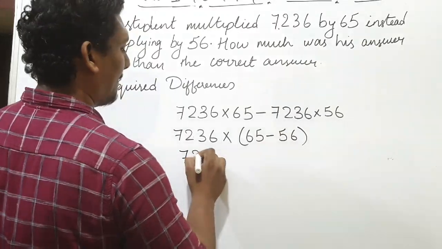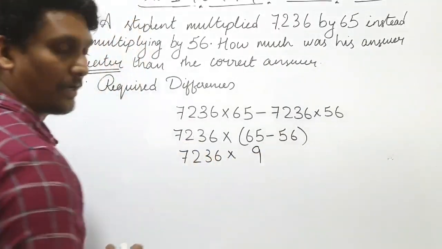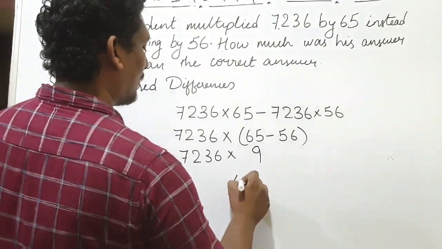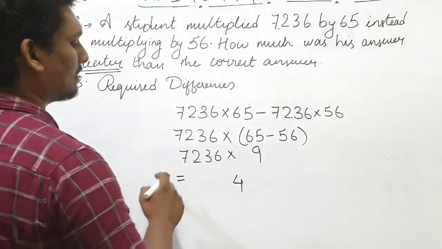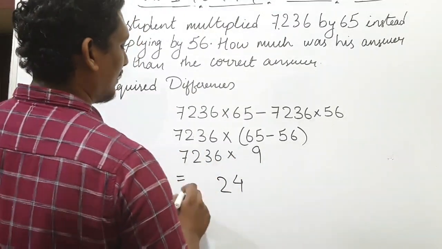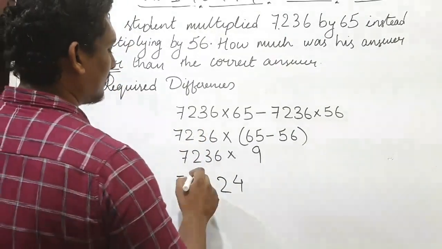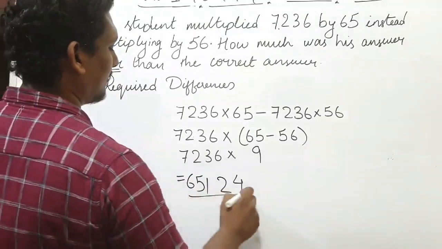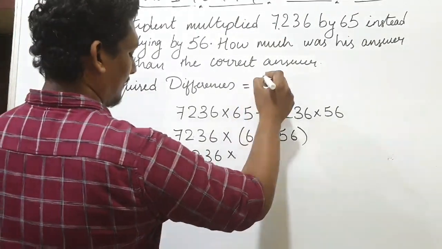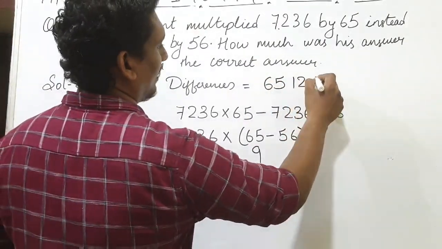So we will multiply this number with 9. 9 6s are 54, 5 carry, 9 3s are 27, 2 9s are 18, 20, 21, and 63... So this is the required difference, 65,124.